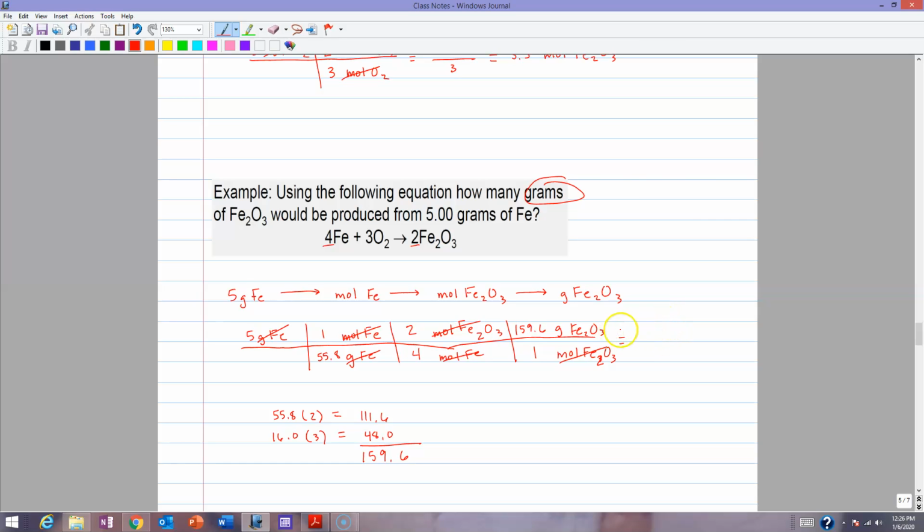Now I have to multiply across and divide. 5 times 1 times 2 times 159.6 divided by 55.8 times 4 times 1. So this is going to give me an answer of 7.2 grams of iron 3 oxide.